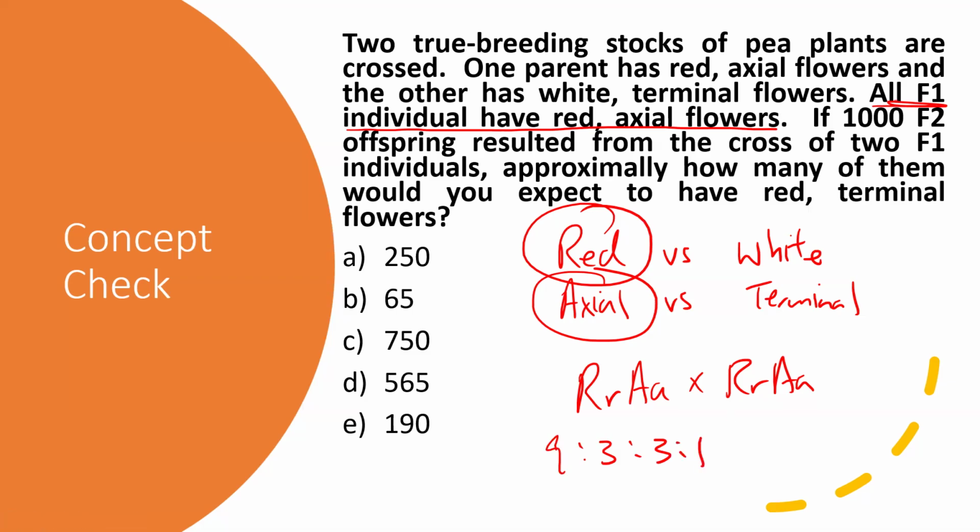What kind of traits are we looking for? Red and terminal. Red is dominant, terminal is recessive, so that's 3, right? 3 over what? 3 over 16 times 1,000, which is about 180. There you go. And then you choose the closest number. You understand? If you get it, fantastic. If not, that's okay. You can ask me after class or watch this again.